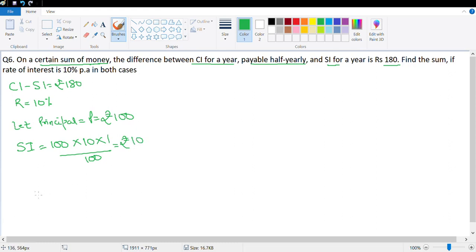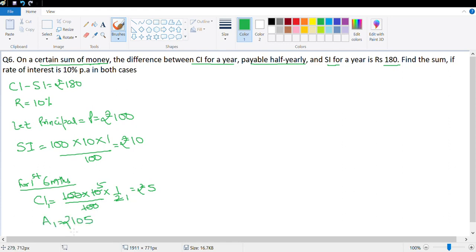This is payable half yearly, which means we have 2 terms of 6 months each. So for the first 6 months, compound interest 1 will be equal to principal 100 into rate into time, in this case half a year, upon 100, which is equal to rupees 5. Therefore, the amount at the end of 6 months will be 105, which is the principal for the second term, which is the second 6 months.